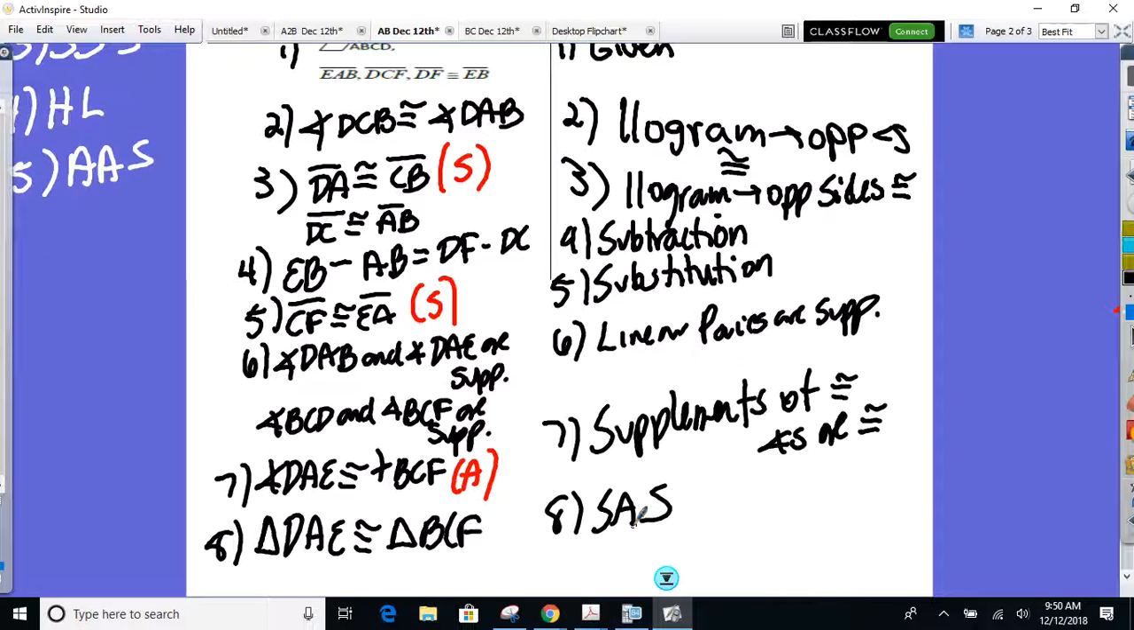How do we feel here? We brought back subtraction and we brought back supplements of congruent angles are congruent. And we're about to bring back a little bit more. Go ahead, Thomas. Linear pairs are supplementary. Anytime you're going to tell me angles are supplementary, your reason most likely will be linear pairs are supplementary.